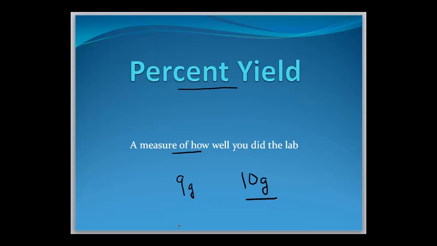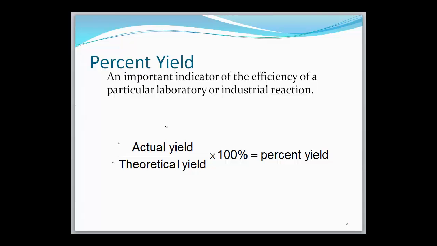You were supposed to make 10, you were able to make 9, so your percent yield, as you probably have already guessed, is going to be 90%. So percent yield is nothing more than a quantitative measurement of how well you did that lab. And it really is a very simple equation. You've got your actual yield over the theoretical yield times 100%.